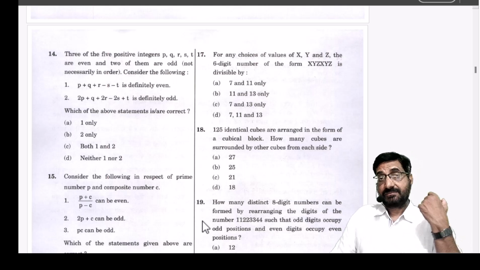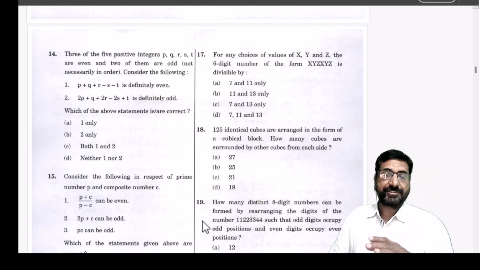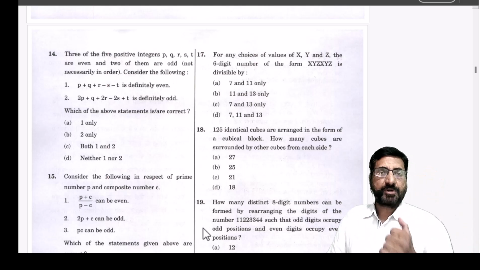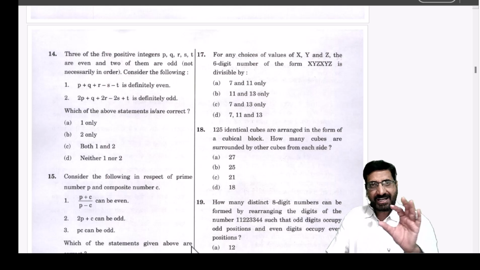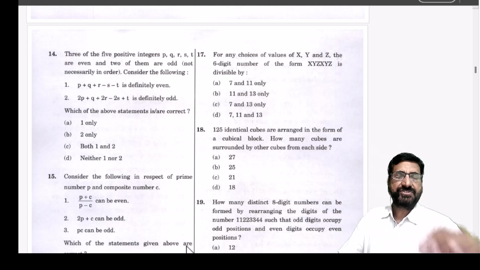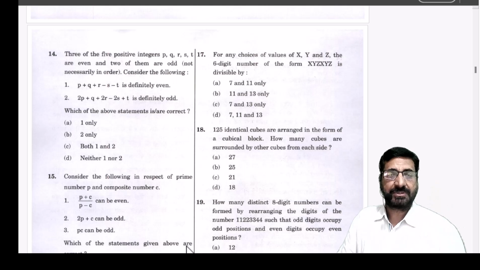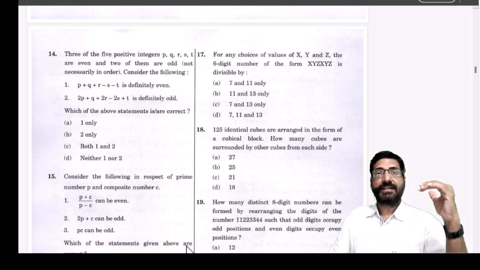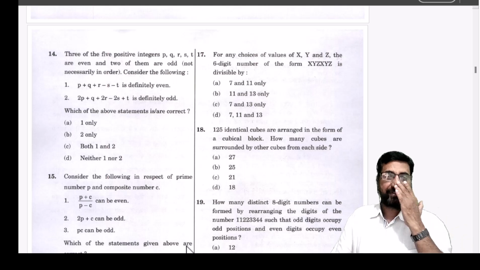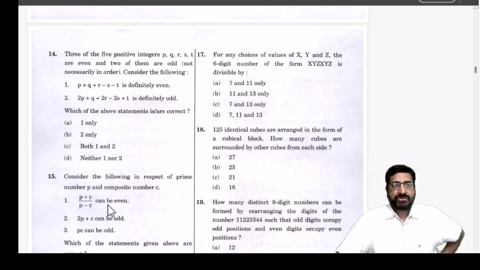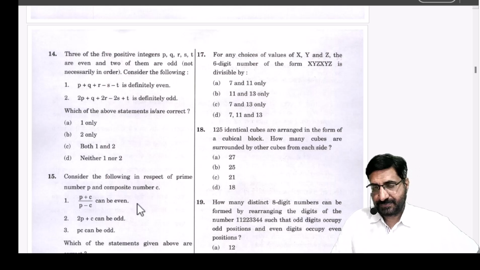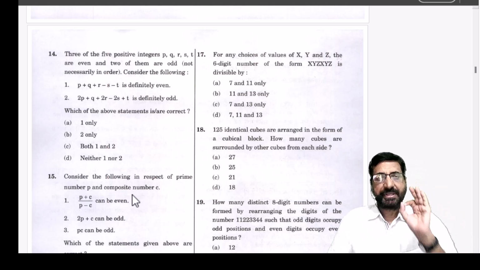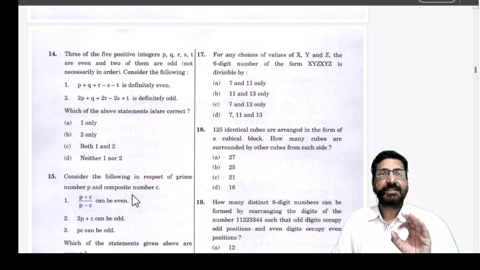So don't think nobody will ask questions on simple concepts. If you read this problem, you might feel it's a very complex problem. But if you understand the basic things, this is definitely a very, very simple problem. Asked at a very high level exam, IAS exam, okay, civil services exam. So this is how again the problem number 15 is also based on even and odd concept. So please be clear in your odd and even number concepts.